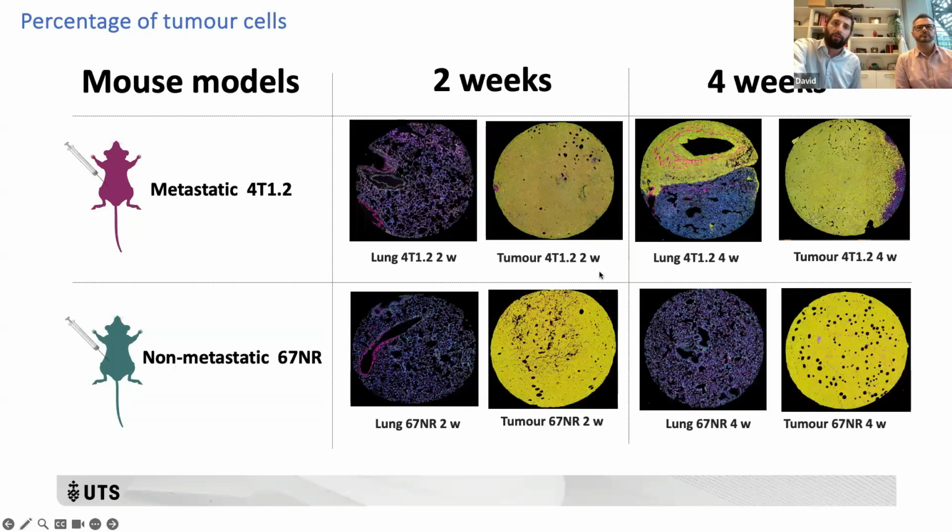Now, what we observed here in the non-metastatic lung is basically no tumors at 2 weeks like we saw above, but here we also see no tumors at 4 weeks as well. And this is what we would expect.